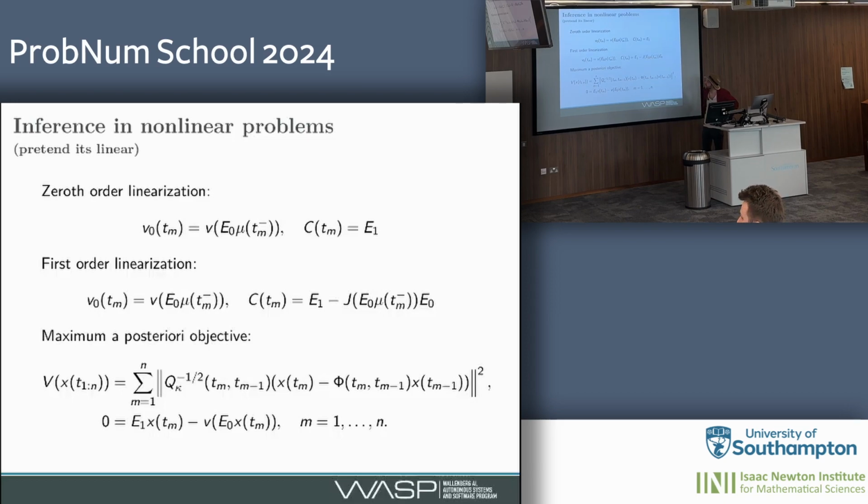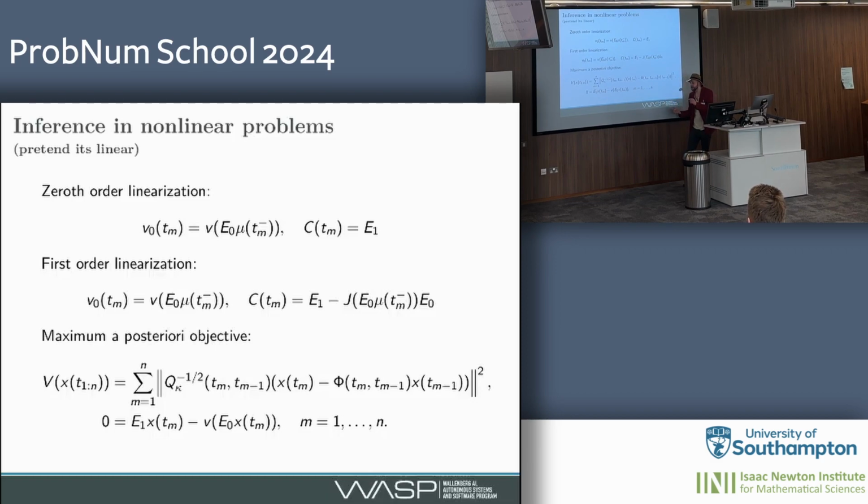There are different ways of pretending it's linear because our measurement model has a linear bit and a non-linear bit. We have the derivative minus the vector field, which is possibly nonlinear. The first, least-effort approach is to approximate the nonlinear bit with a 0th order Taylor series. So we approximate V of E0 x by replacing x with the predicted mean from our filtering recursion.